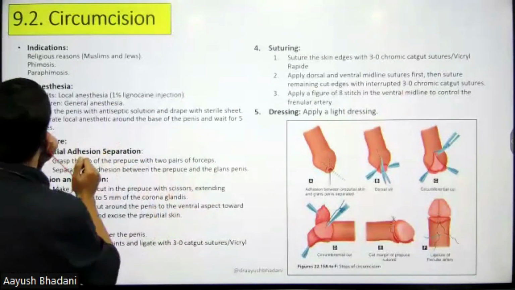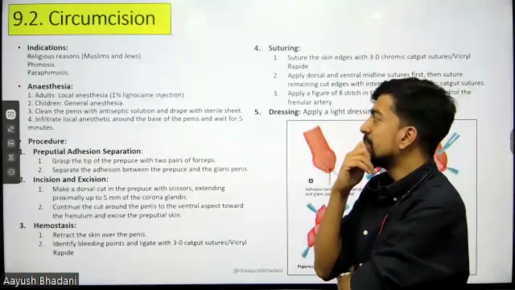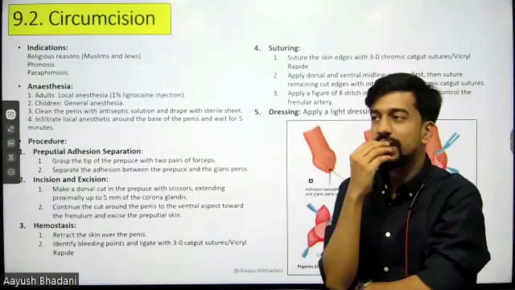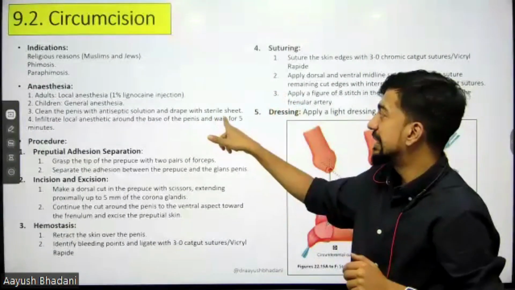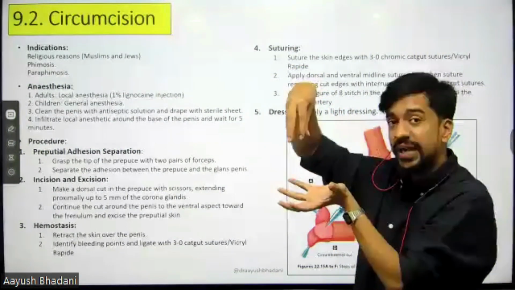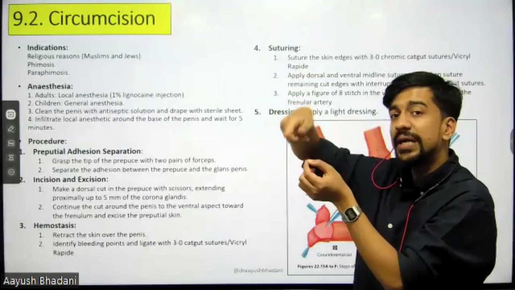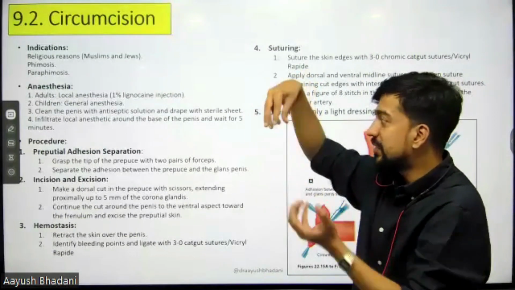So coming back, for religious reasons, phimosis, paraphimosis, usually you give a local anesthesia. You're often asked where you would give that anesthesia. It is given at the base of the penis. Where were we giving it for a hydrocele eversion of sac? At the spermatic cord or the root of the scrotum. Over here, you are giving it at the base of the penis.